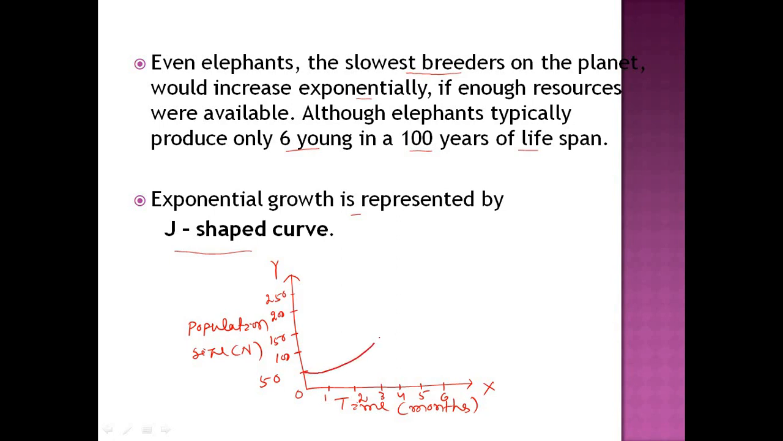That means with time the population size will increase, so the graph would be J-shaped. And this is the exponential growth model.